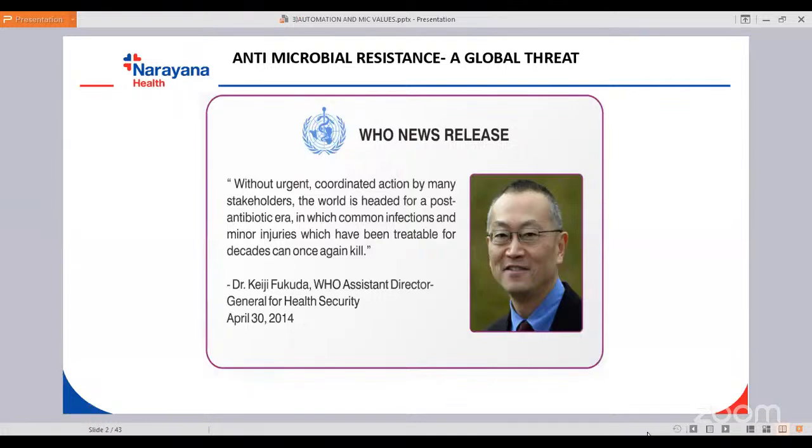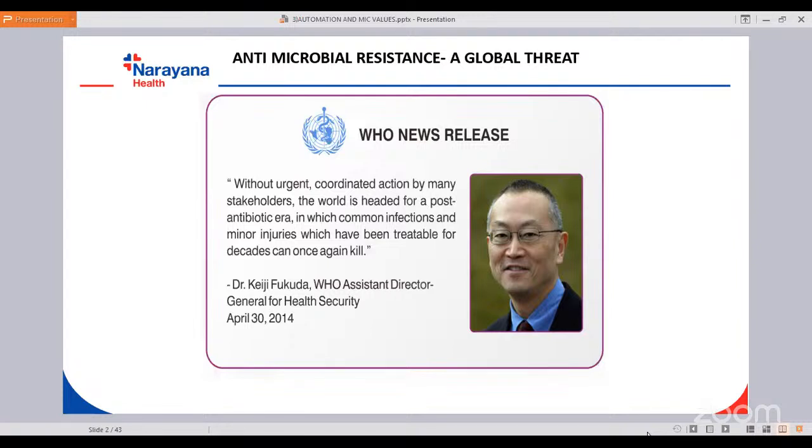Before I start talking about MIC values and automation and identification and susceptibility, the reason why microbiology came into the limelight in the past 5 to 10 years is because of antimicrobial resistance. WHO in 2014 stated that we are now entering a post-antibiotic era. If there is no urgent or coordinated action taken by many stakeholders, the world is headed for a post-antibiotic era, in which common infections and minor injuries, which have been treatable for decades, can once again start killing.